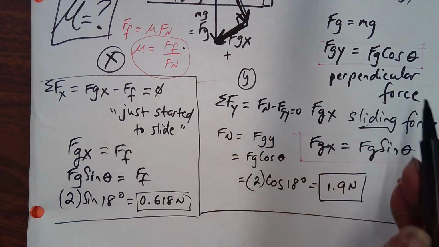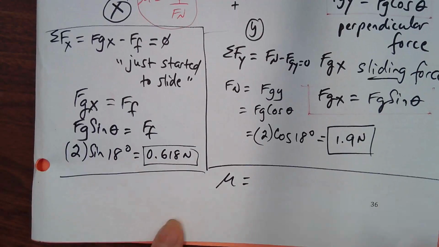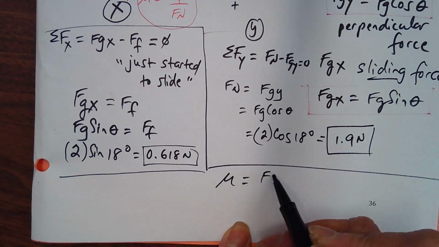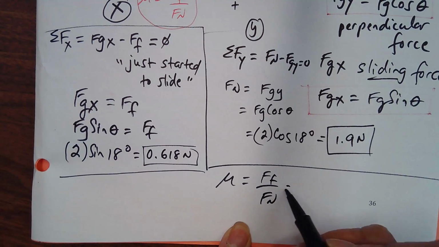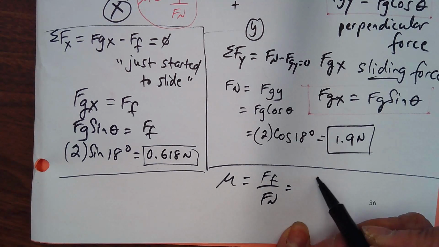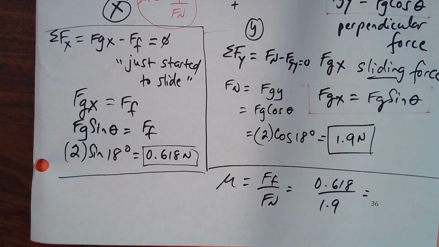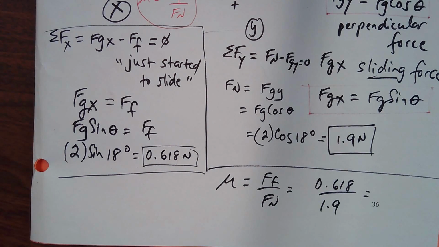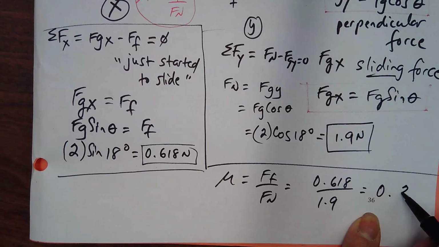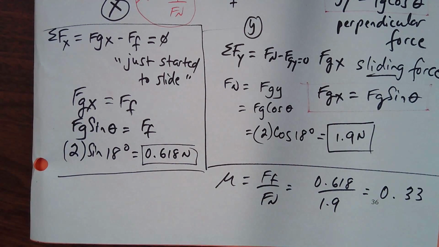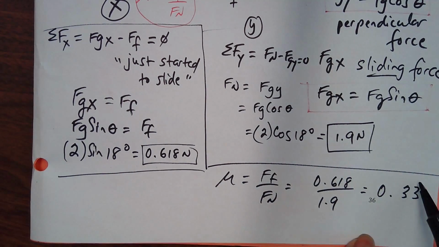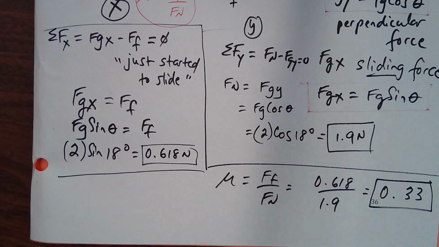So let's see what we have for mu. Mu is then frictional force over F of n, which is 0.618 divided by 1.9, and we have 0.33 with this one. This method gave us 0.33, and the one where I pulled gave us 0.25.